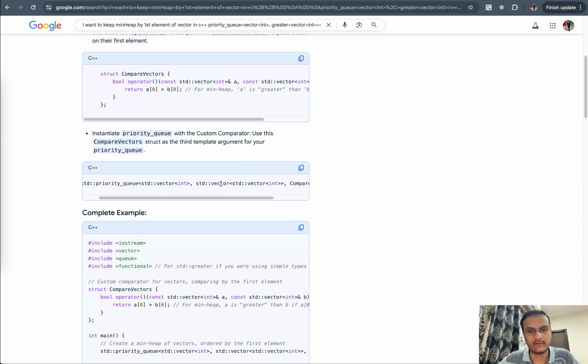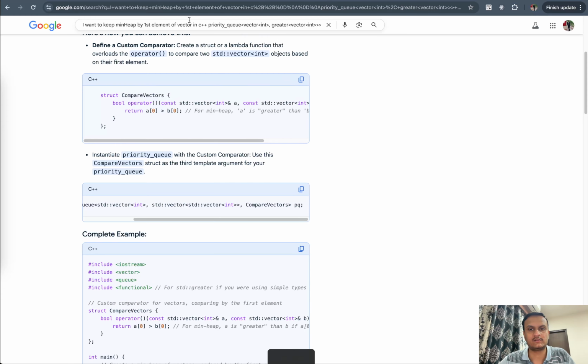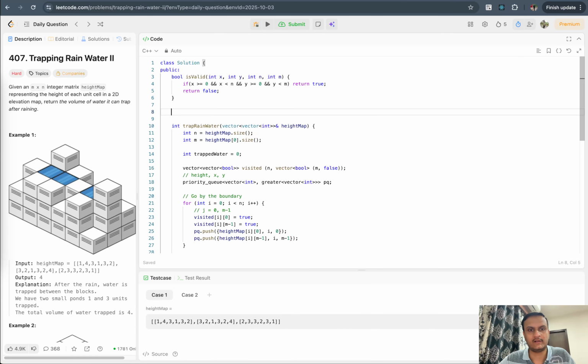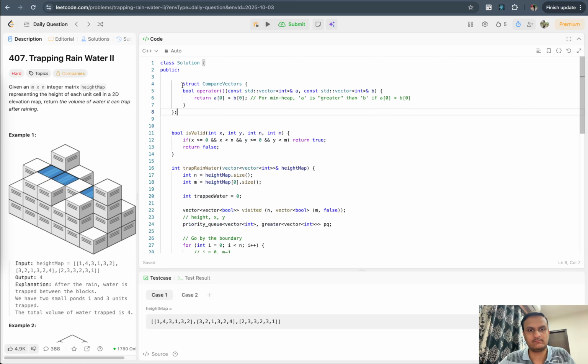So we will do vector of int, vector of int again, and then compare these two vectors, something like this. Okay, let me create this struct, the same class, compare vectors operator. Okay, remove this std. Constant of second vector for min: if a is greater than b, if a0 is greater than b0, correct? So this is the min heap we have created.